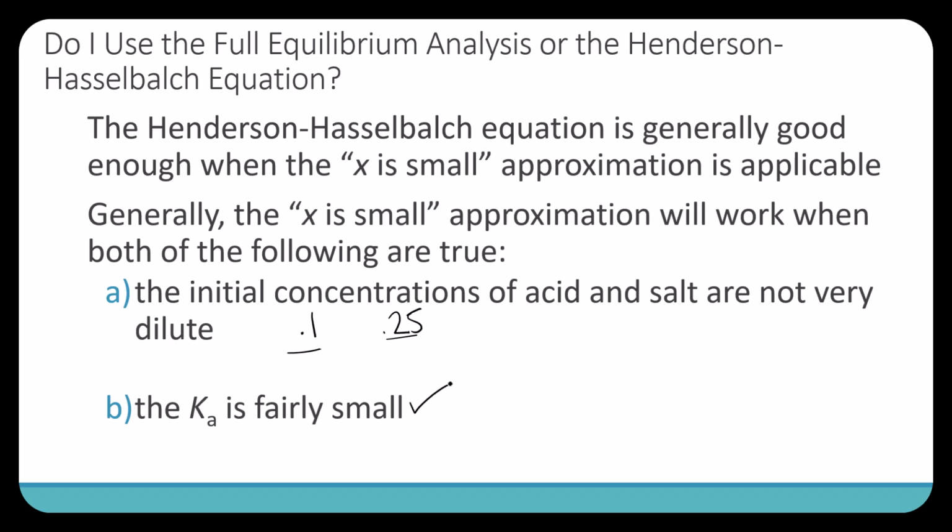And then as long as the Ka value is fairly small, so we've been working with things like times 10 to the negative 5th, times 10 to the negative 10th, things like that. So as long as both of those statements are true, then we can assume x is small is valid, and we can use the Henderson-Hasselbalch equation. In the next video, I'll work an example of Henderson-Hasselbalch, but I hope you guys found this helpful.